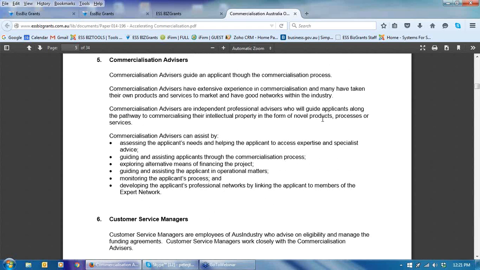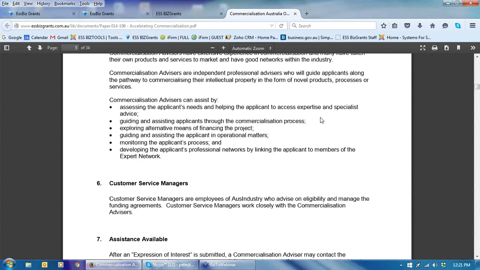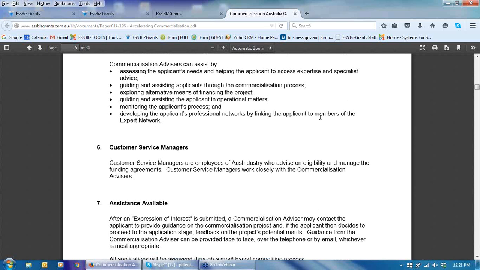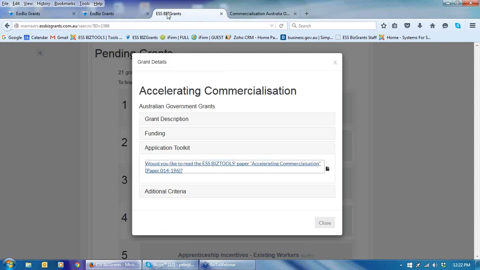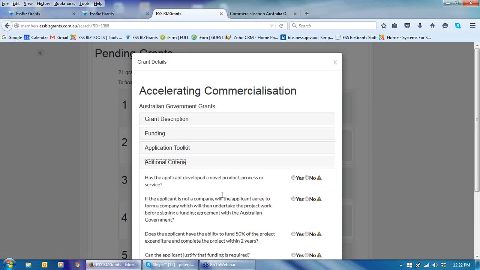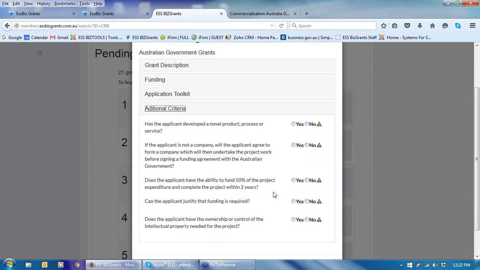Now, there are substantial sums of money being handed out by the Entrepreneurs Program in association with Oz Industry on this grant. If you have a client who has developed a new product, process, or service that you think might be eligible, I would suggest that you process it. Then there's some additional criteria, because what we're trying to do here is work our way down into a funnel to determine whether the client might be successful.